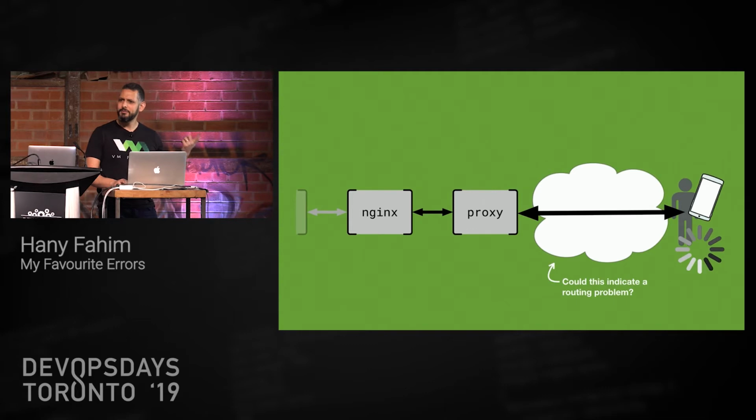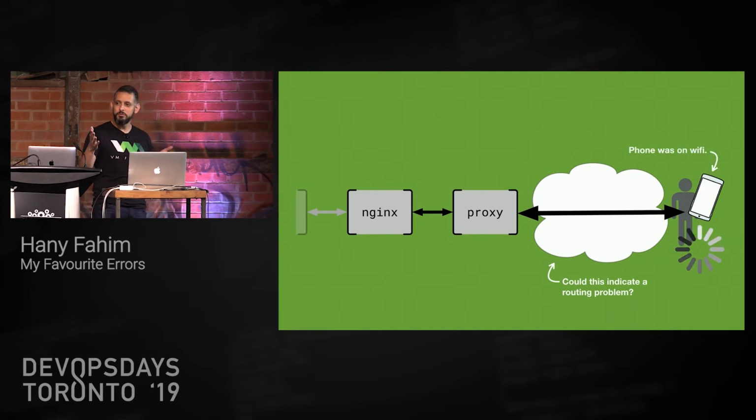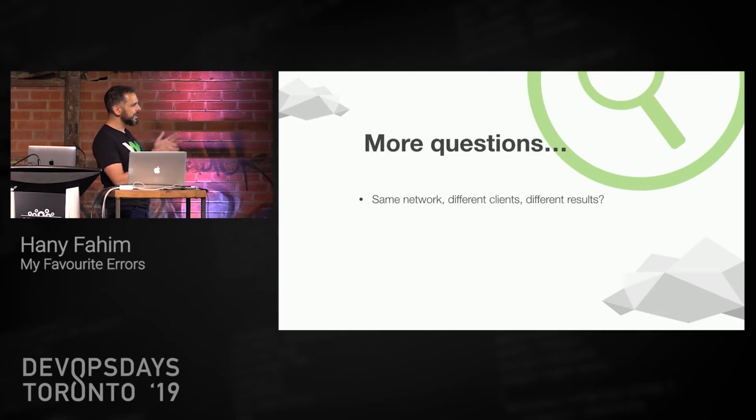So I thought, okay, this really sounds like a routing problem because maybe my phone is going over the cell network and everything else is going over Wi-Fi, except for the fact that my phone was on the Wi-Fi network as well, which means that it's the same network, different clients, different results. What is the difference between here? It doesn't make any sense whatsoever.